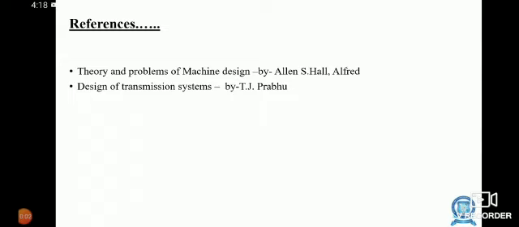These are the systematic procedures of helical gear design using the Lewis and Buckingham equations. This data is referred from the reference books Theory and Problems of Machine Design by Allen S. Hall and Alfred, and Design of Transmission Systems by T. J. Prabhu. Thank you.